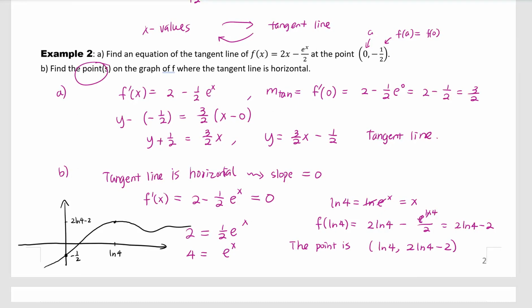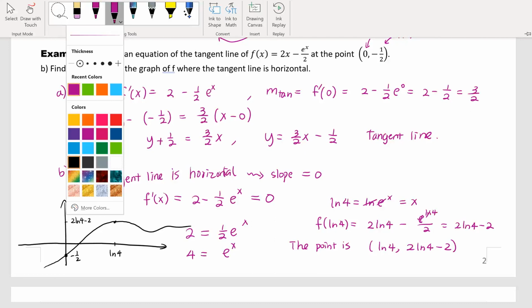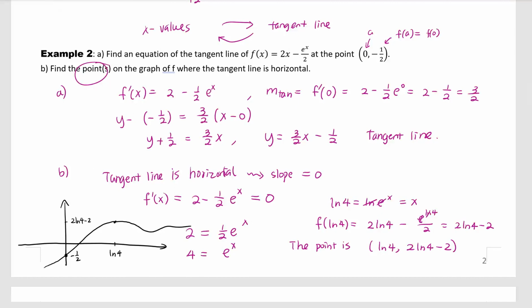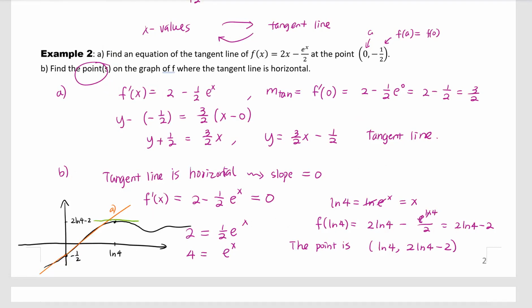What is part A? Well, part A is asking the tangent line when x equals 0. So you're looking at the tangent line. So this is like part A. Part A is asking this tangent line. And we know the tangent line is 3/2 x minus 1/2. And then part B. What's part B? Part B is asking the slope when your slope is 0.